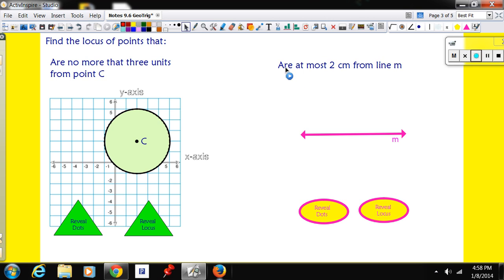Find the locus of points that are at most 2 centimeters from line M. So 2 centimeters above, 2 centimeters below, and they can't be more than that. The dots would be here, 2 centimeters above and 2 centimeters below, but the locus itself would be this rectangular region between these two. Any point in here would be no more than 2 centimeters from line M. So it would actually be a rectangle.